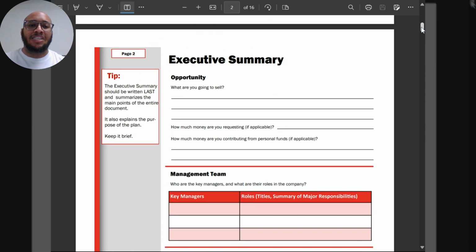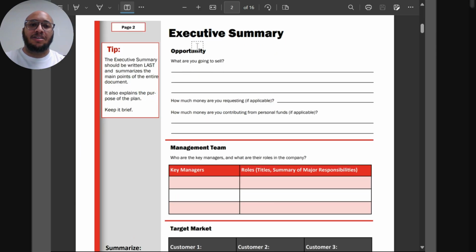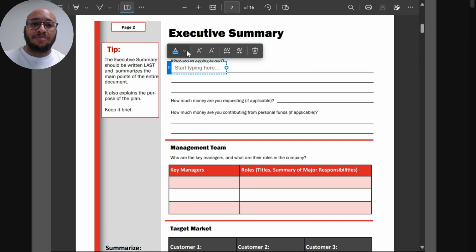First off, your executive summary. With your executive summary, you need to talk about the opportunity. So, what are you going to sell? With any business, you need to sell something. It doesn't really matter what it is. For this example, I'm going to pretend that I am a potato chip farmer, or I'm a potato farmer, and I want to start a business that makes potato chips. So, what am I going to sell? Potato chips.